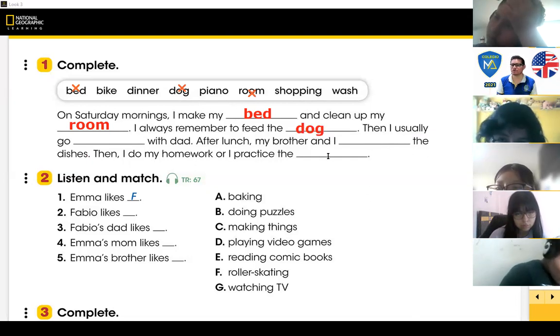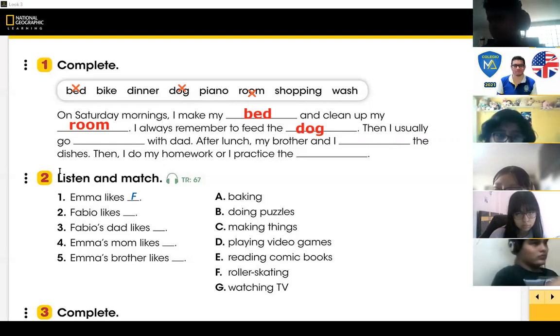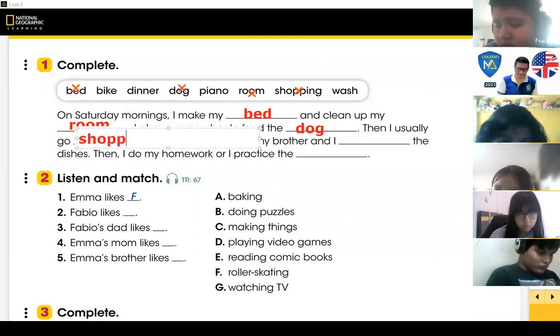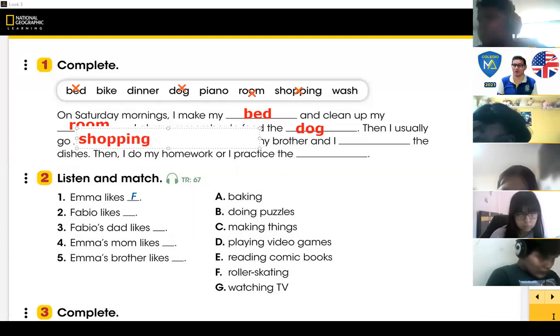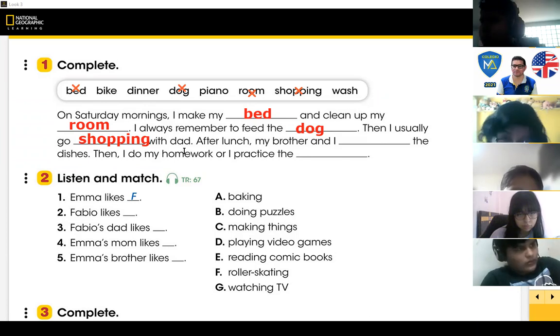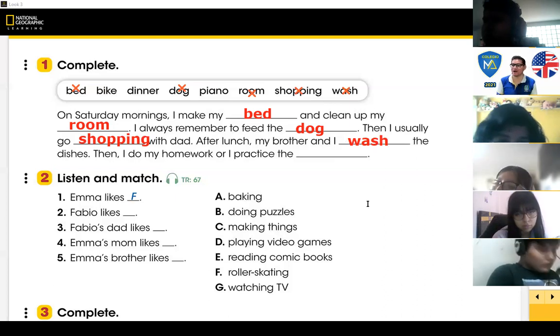Let's continue. Then I usually go... Wash? Go wash? I don't think so. Like... Dinner? Shopping? Bike? Oh, very good. Go shopping, right? Remember that the word go goes with shopping. Go shopping. Not go bike. After lunch, my brother and I... the dishes. Wash. Oh, yeah, wash. That's right. Then my brother and I wash the dishes.